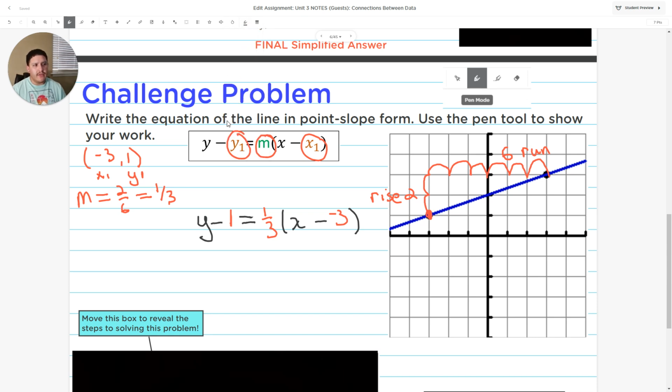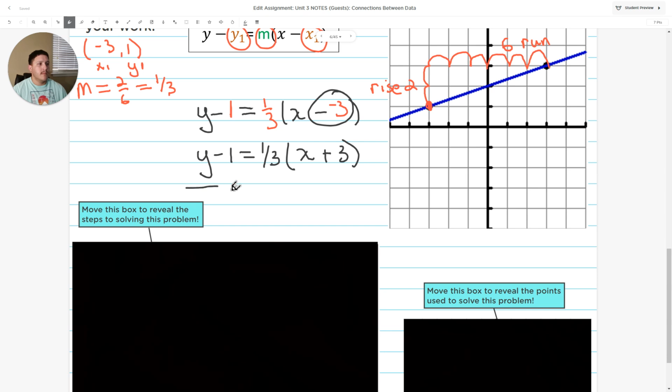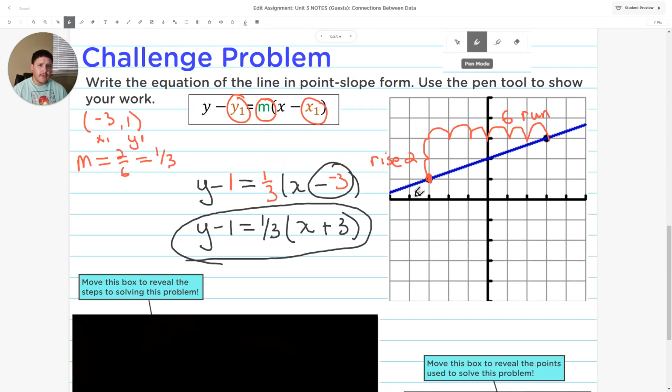And then the last thing I have to do is simplify. Simplify any double negatives in this equation. The y1 does not have a double negative, slope's nope, but I do see a double negative with the x's. So turn those into positive. Your final answer should be y minus 1 equals 1 over 3, parentheses x plus 3. And that is the point slope of this graph.